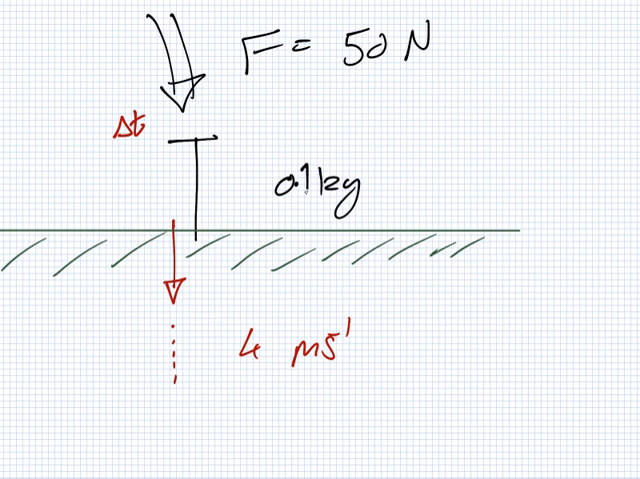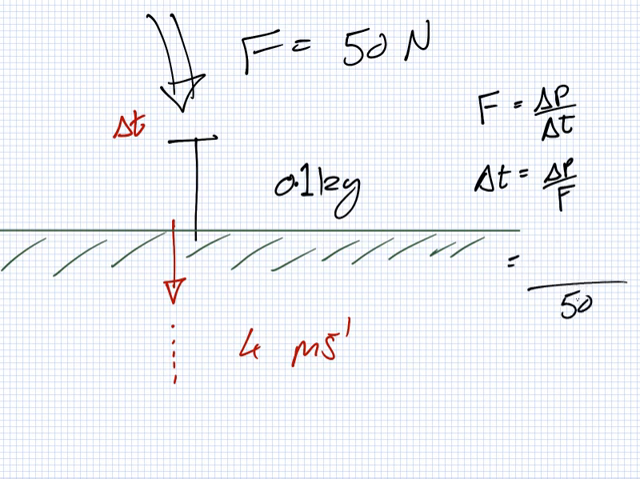That's 0.1 kilograms. So the formula I'm using is F equals delta P over delta T. So that means delta T equals delta P over F. Now, the F we know, that's a 50. Although, if you want, maybe I should call that minus 50, if I call down minus, and I call that minus 4. The change in momentum is mv minus mu.